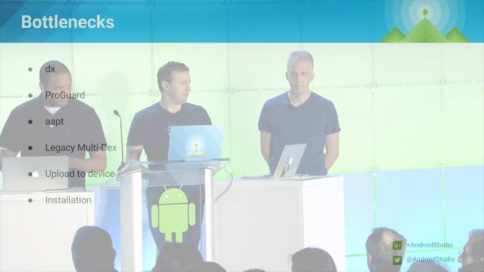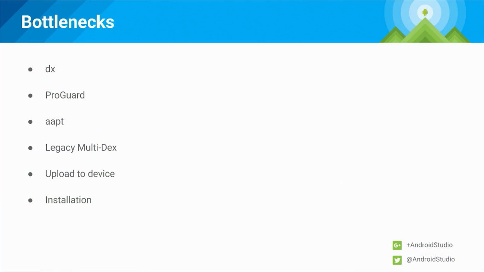All right, thank you, Jay. All right, so let's talk about the build system. Before we talk about InstantRun, we want to talk about just general build system improvement, right? InstantRun does not always activate, and so we still wanted to make sure that the build system would be faster than it used to be. So, we know of a few bottlenecks that are, I'm sure, very obvious to you, whether it's DX or ProGuard or just the installation process. So let's go through a few of those.